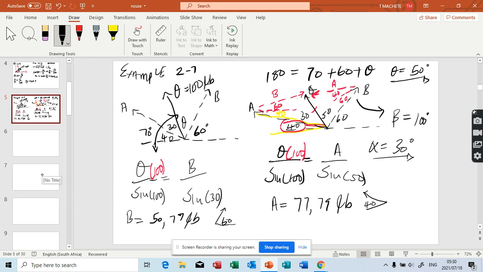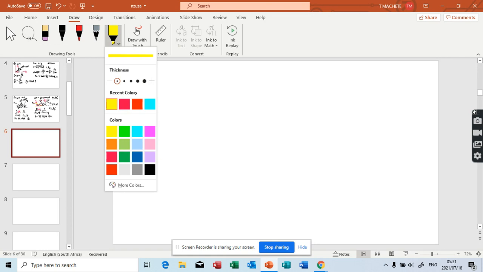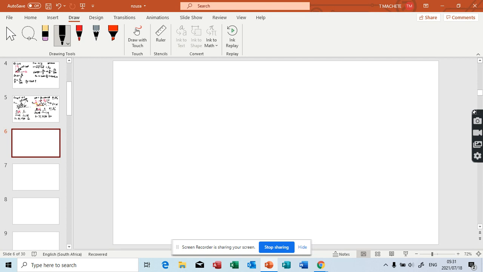So now we're going to have to move to the next one. Do you understand it well for this one? Okay. Let me just find another example. Then we're going to have to move. We are moving. What is the other one?